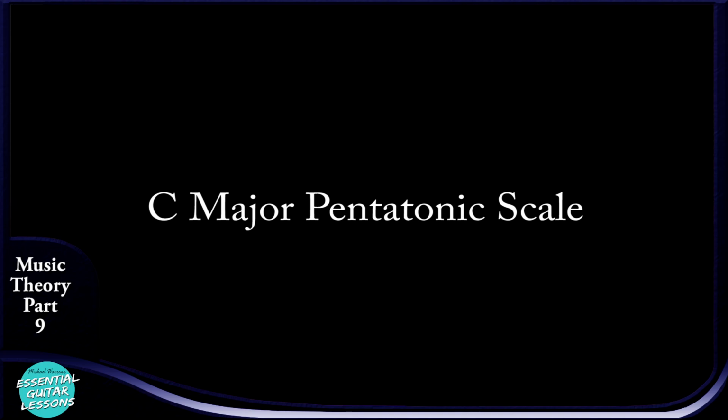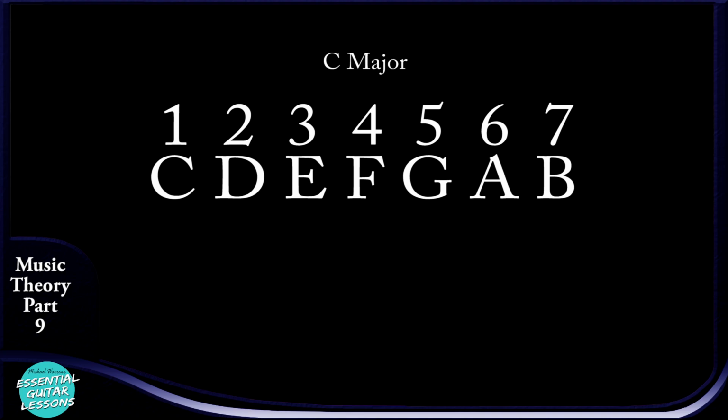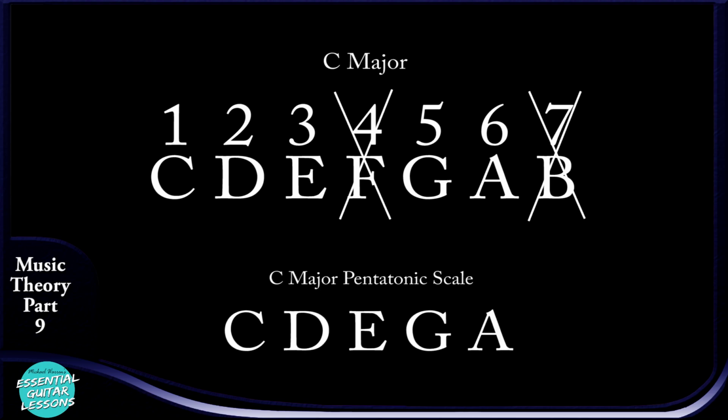So if I want to find the notes of a C major pentatonic scale, I would start with the C major scale. So C, D, E, F, G, A and B. And then we just get rid of the 4th note and the 7th note, or we say 4th degree or 7th degree. And you have the notes to the C major pentatonic scale, so C, D, E, G and A. And this works for all major pentatonic scales.